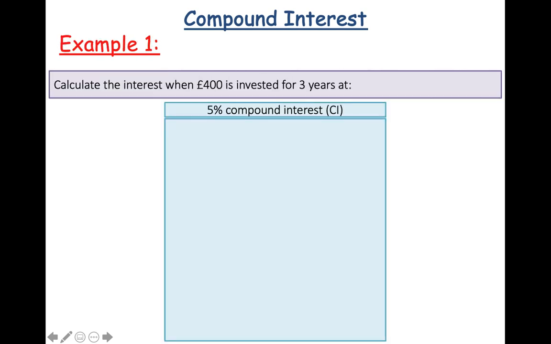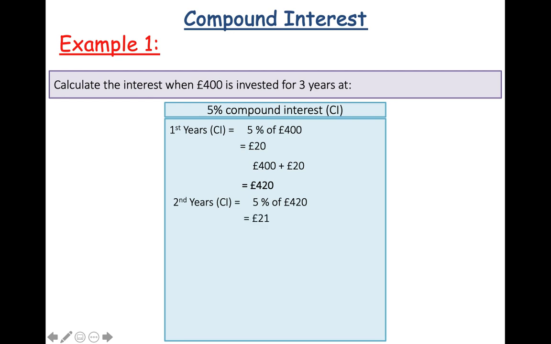Okay, so here's an example of how you would calculate it step by step. Calculate the interest when £400 is invested for 3 years at 5%. So you've got 5% compound interest. The first year, you do 5% of 400, which is £20, and you add it on, giving you £420 at the end of the first year. For your second year, you do 5% of 420, because that's already in the account. So 5% of 420 is £21. You then add that on to 420, and that becomes your new principal, so your new amount of £441.